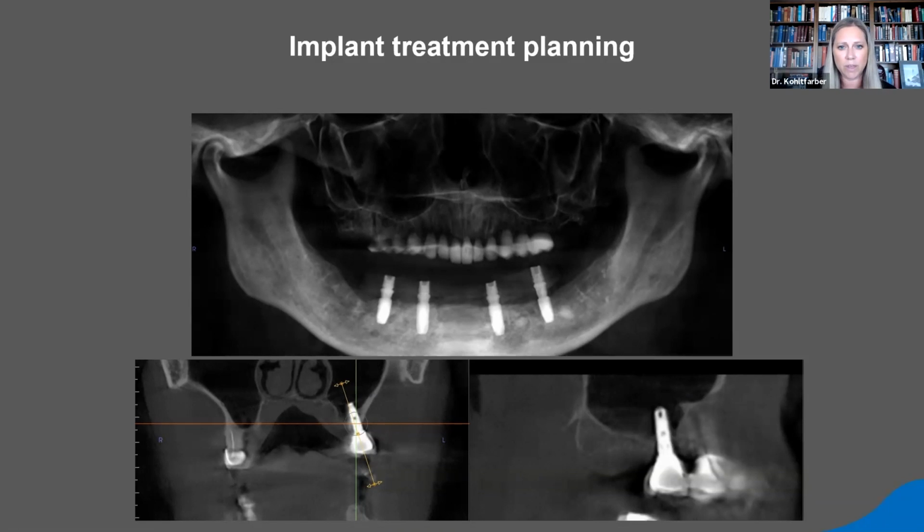We don't see a mucosal thickening. We don't have surrounding inflammation. But how much bone is actually holding that implant in place? And so the longevity of that implant is going to be an issue.